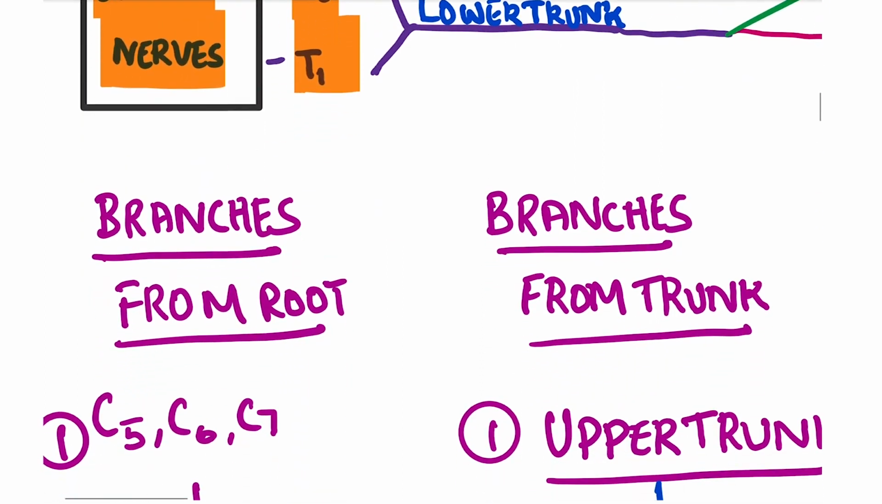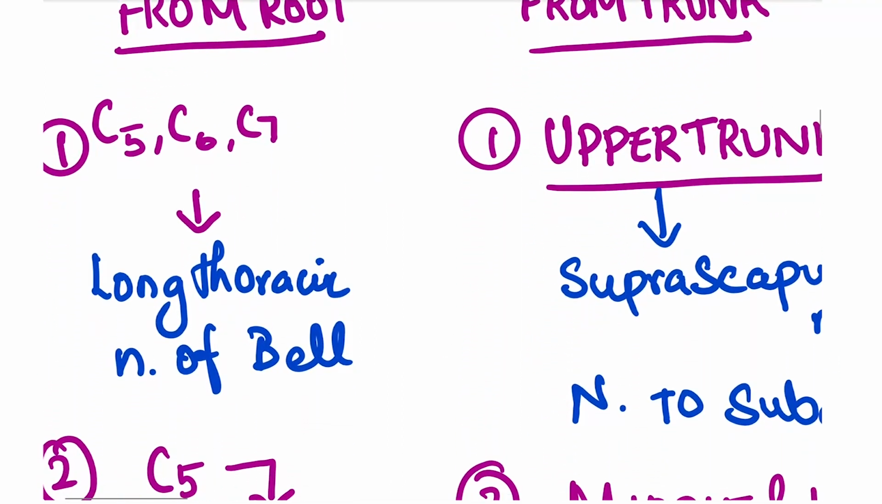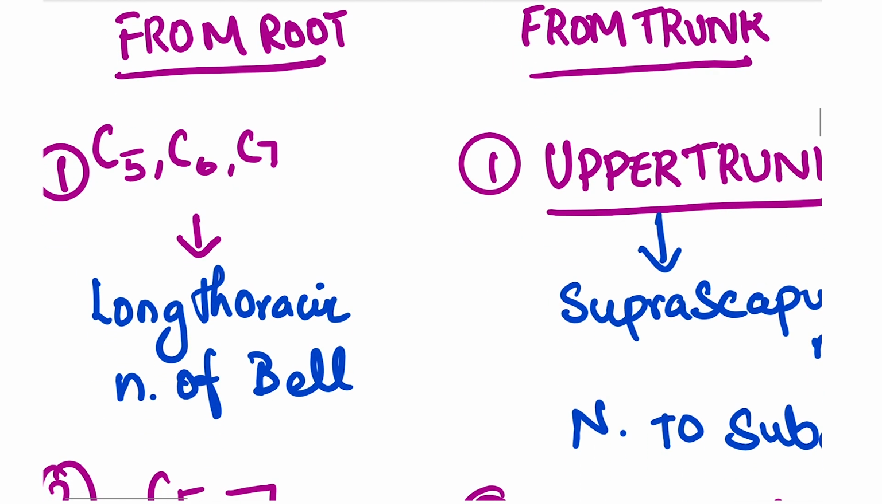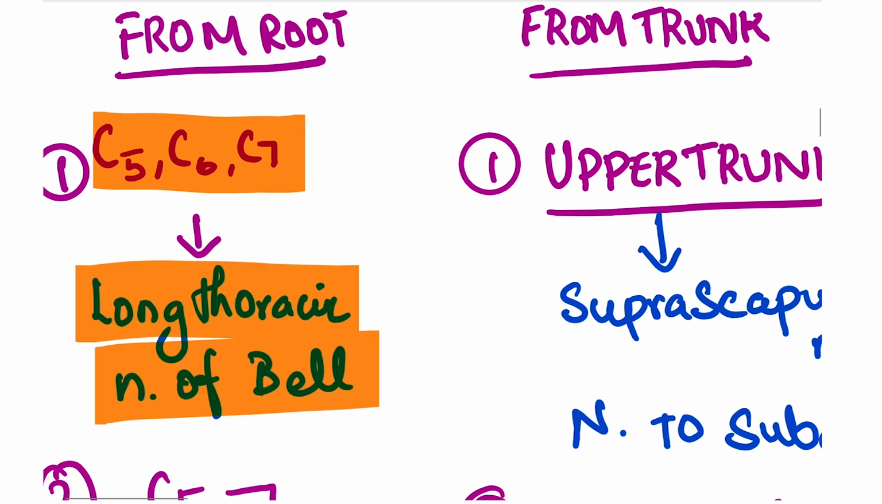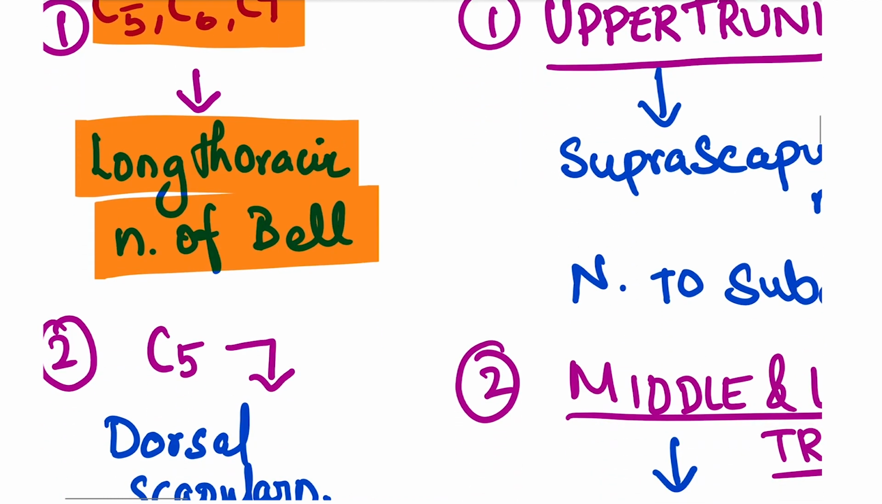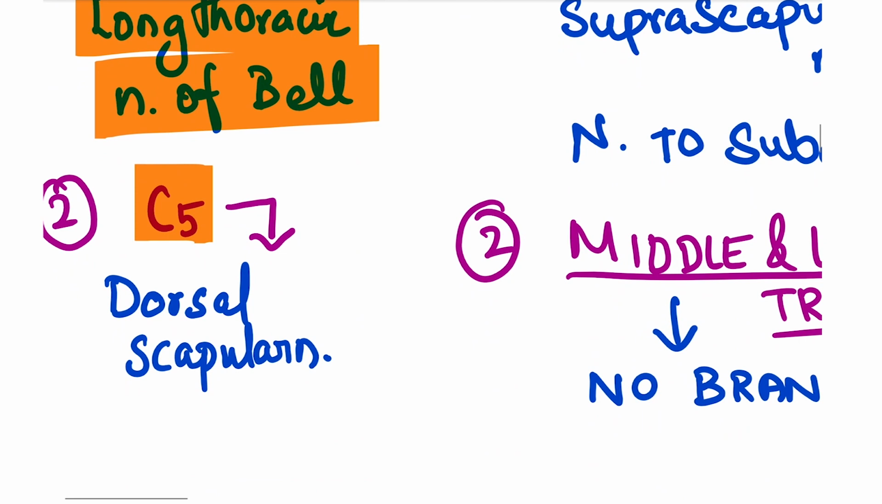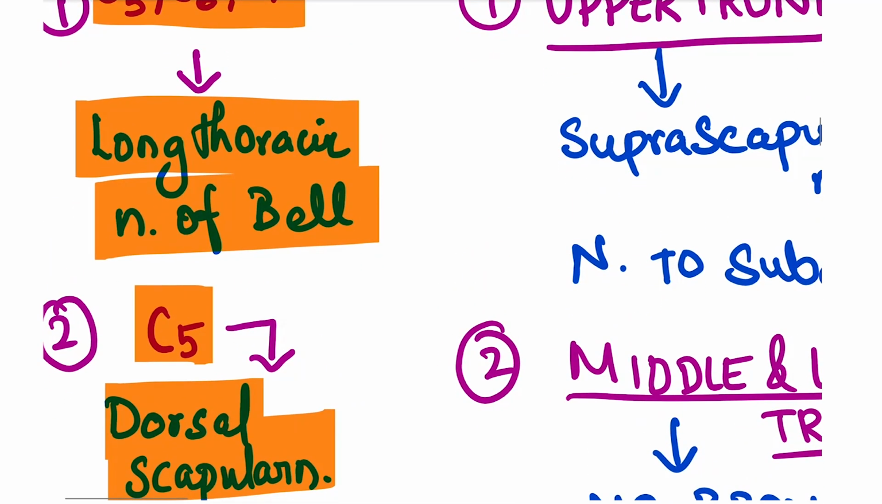Are there any branches from the root? Yes. The first branch from the root is your long thoracic nerve of Bell, and the root value for the long thoracic nerve of Bell is C5, C6, C7. Injury of the long thoracic nerve in turn causes winging of the scapula. And the second branch, which arises from C5, is the dorsal scapular nerve. So the root branches are only two: one is the long thoracic nerve of Bell, and the other is the dorsal scapular nerve.